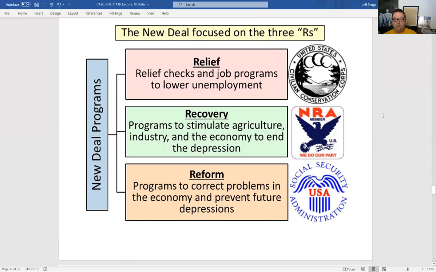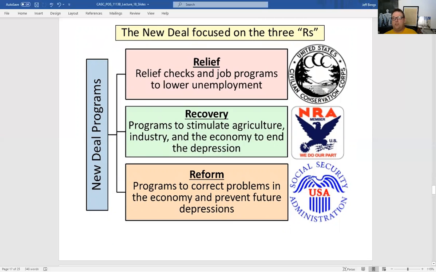But anyway, his New Deal focused on the 3 R's. And you'll want to be familiar with these 3 things: relief, recovery, reform. Relief programs provide money to people in the form of checks, and also job programs to help lower the unemployment rate.